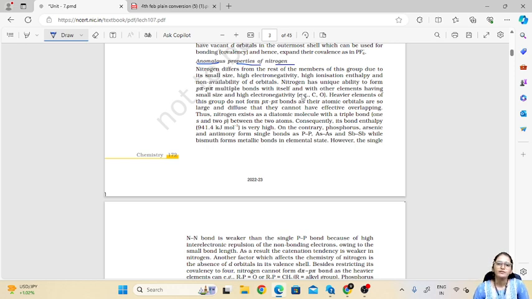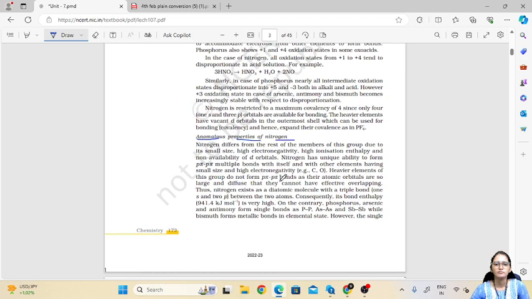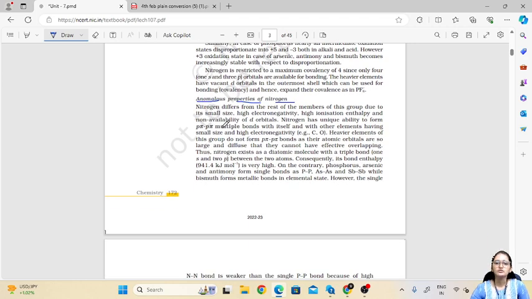Like we have seen, there is group 15. In group 15 we have the elements nitrogen, phosphorus, arsenic, antimony. But nitrogen, being the first element there, behaves differently. Now there are many reasons for that, so we will see them one by one. Nitrogen differs from the rest of the members due to its small size. So the very first reason is its small size.